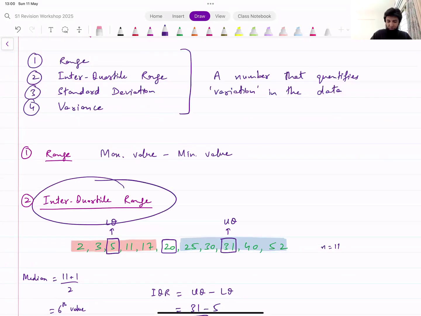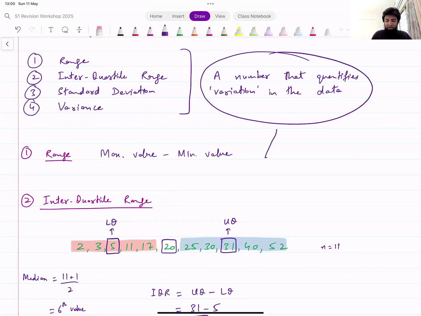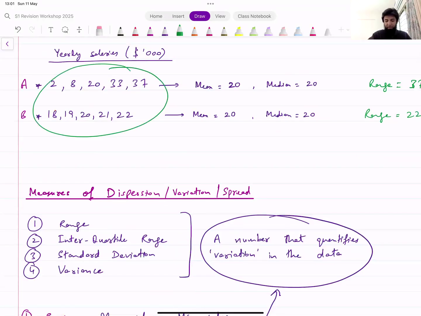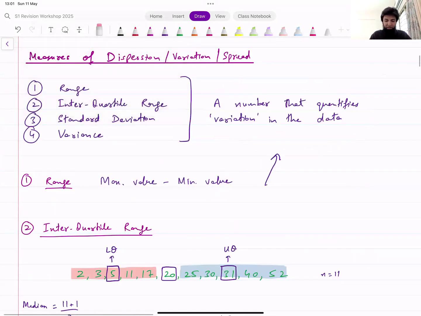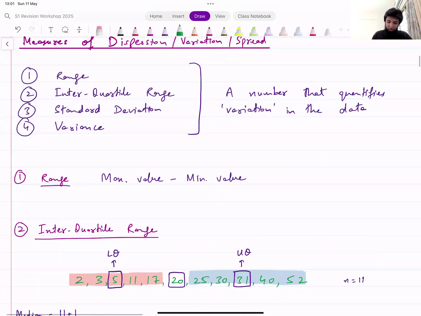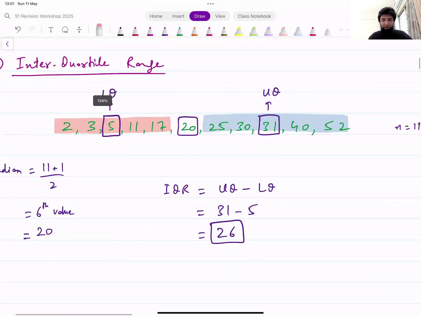Now, what are these measures supposed to do? They basically give you how much variation is there in the data, right? So looking at these values, you could say that, okay, data for A is much more varied as compared to data for B. But how do you quantify that? These measures are used to quantify that variation. One is range, another is interquartile range. How is interquartile range found? It's the upper quartile minus the lower quartile. Now, in ungrouped data, there's a specific method that we use to find interquartile range.